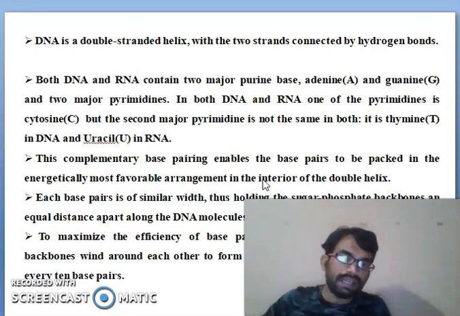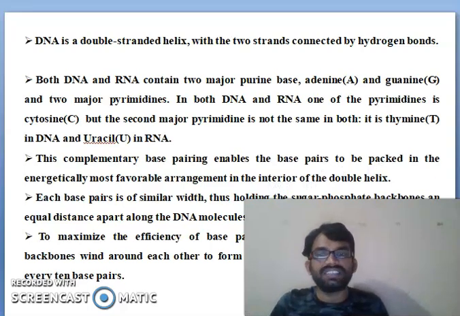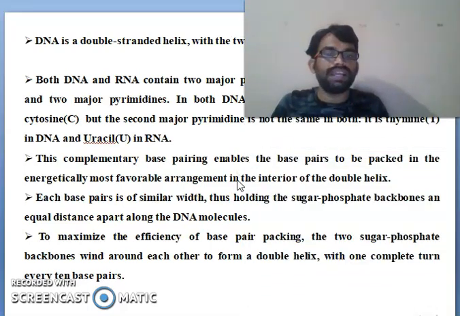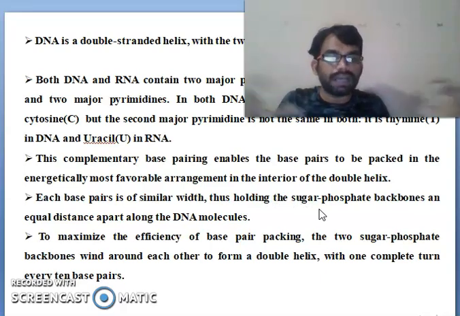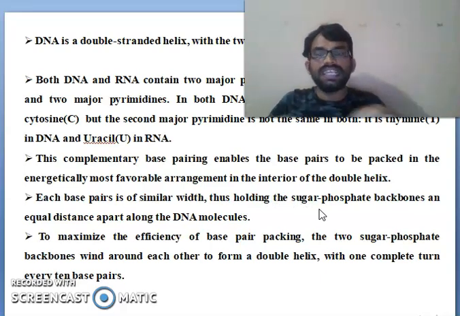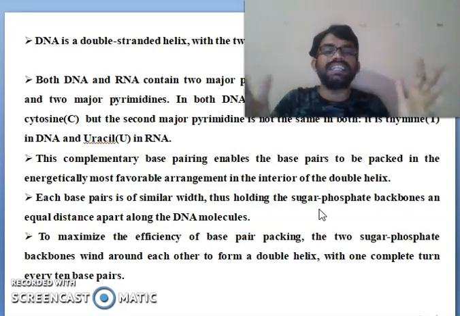Okay, complementary base pairing enables the base pairs to pack in the energetically most favorable arrangement in the interior of the double helix. So each base pair has a similar width, holding the sugar phosphate backbones at an equal distance apart along the DNA molecule.